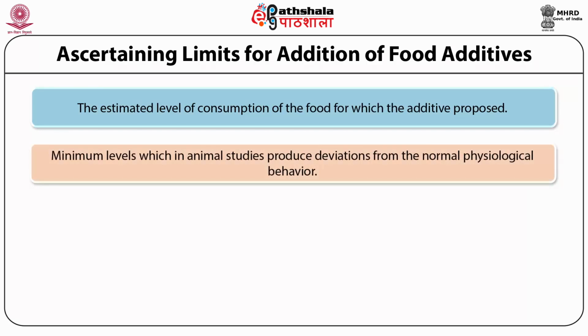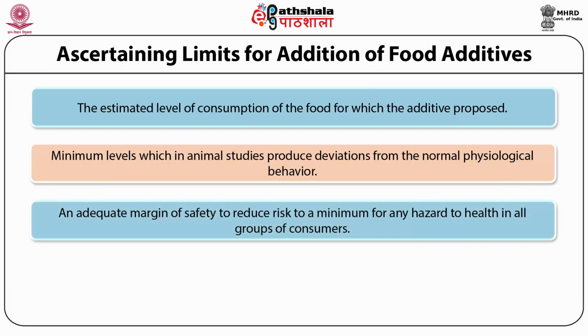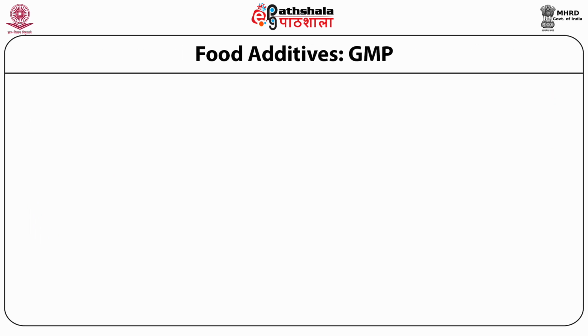Next is minimum levels in which animal studies produce deviations from the normal physiological behavior. So, the level should never be such that it will have any adverse effect even in animals. And finally, an adequate margin of safety to reduce risk to a minimum for any hazard to health in all groups of consumers. Now, we all know good manufacturing practices are being followed in most of the food industry.